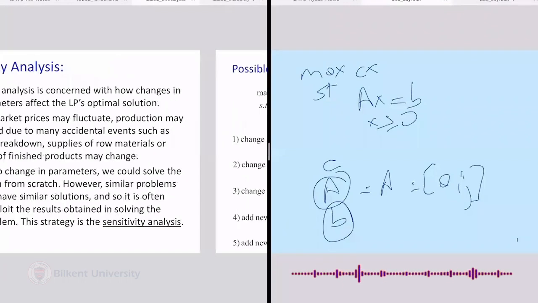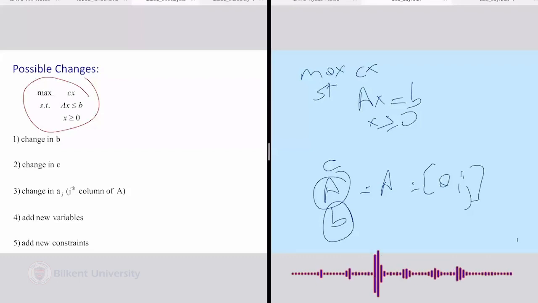All right, then. I've written this for the canonical form version. My right-hand side, B, can change. My objective function coefficients, C, can change. I may have a change in Aij or the whole column. Say I'm producing a product and all of a sudden the consumption parameters of that product change. I may think of adding a new product to my line, or there may be something I forgot and there's another constraint that I have to satisfy. These are the things that can happen, and we will utilize everything we learned up until now to react to these kinds of changes. Are we clear? Do you have any questions? Okay.